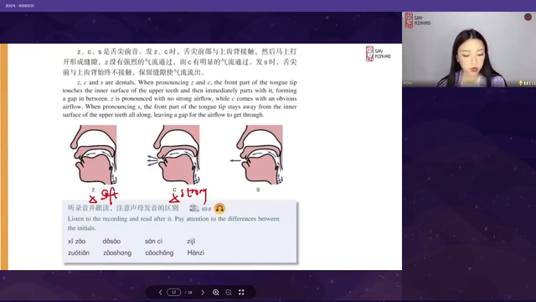Soft, strong. And for 思, don't touch. Don't make your tongue touch the upper teeth. Just be close to it. Approach it, but don't touch. 滋, 次, 思.